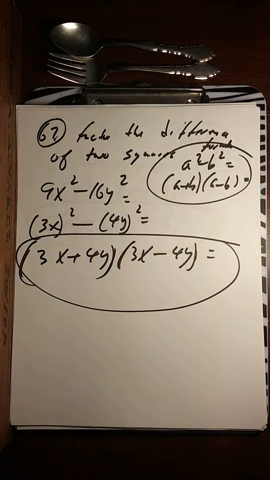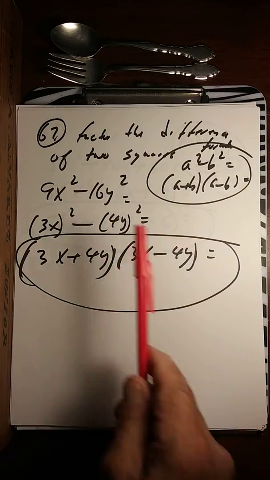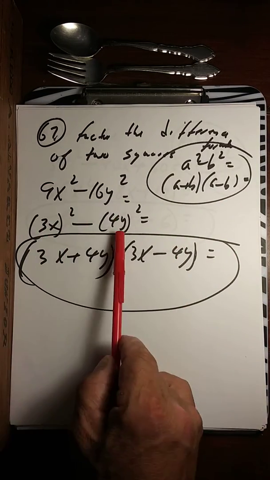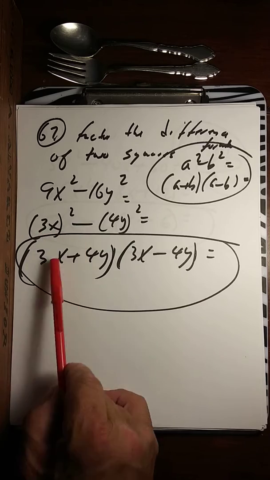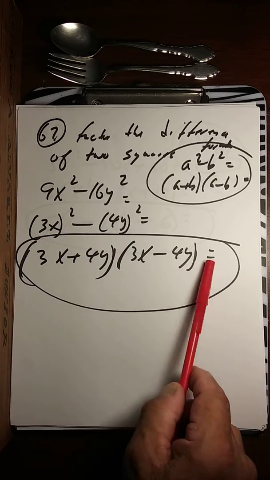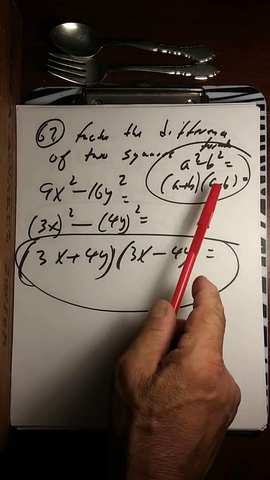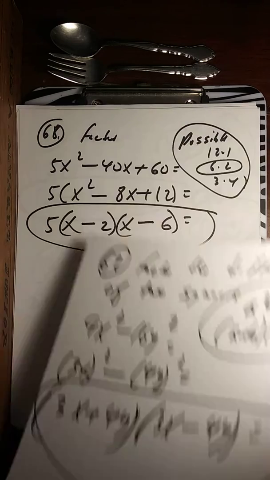Factor the difference of squares. So the formula a squared minus b squared is going to be a plus b, a minus b. This formula right here, I'm going to use it. So 3 times 3 is this. 4 times 4 is that. So 3x plus 4y, 3x minus 4y. There's my answer right there, using the formula, difference of squares.